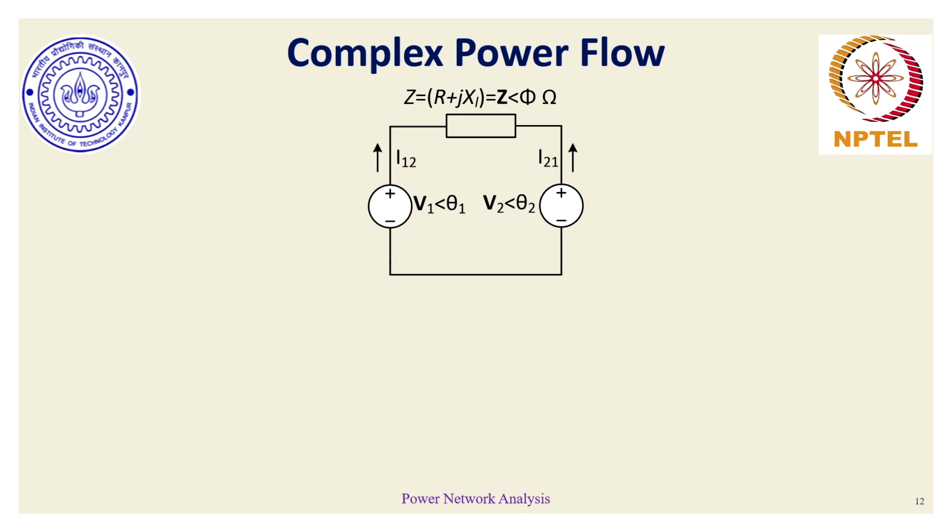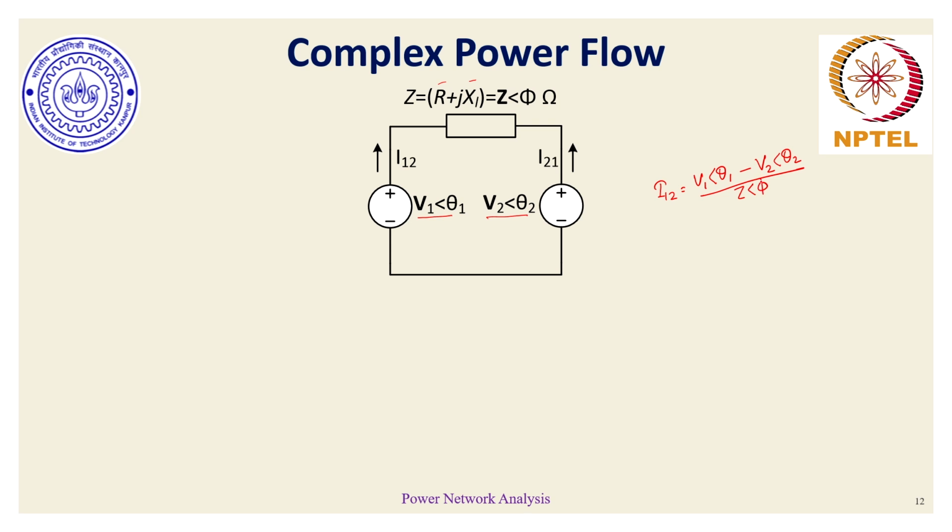So if we have a single phase circuit where there are two voltage sources, again these voltage sources are being defined on a common frequency phasor reference, and in between these voltage sources there is an impedance whose R and X values are known, then we can correspondingly write the expression of current I12 as V1 at an angle theta 1 minus V2 at an angle theta 2 by Z at an angle phi.